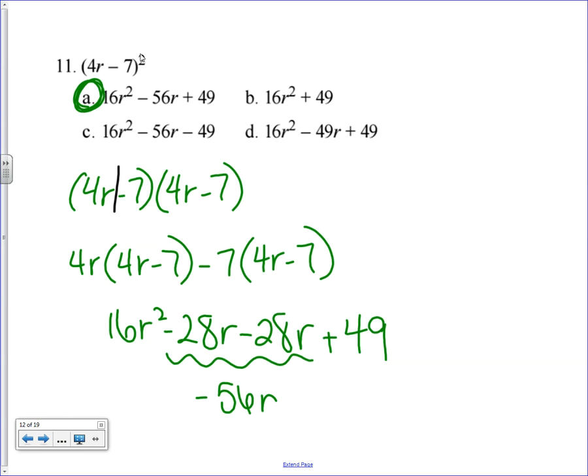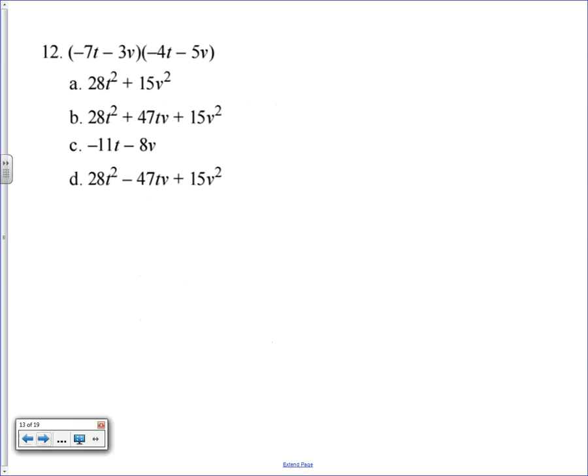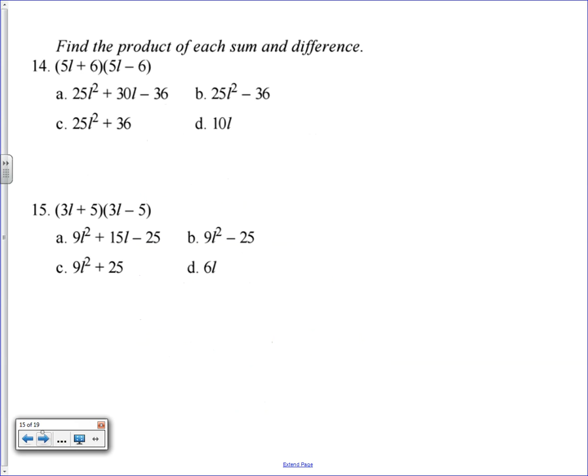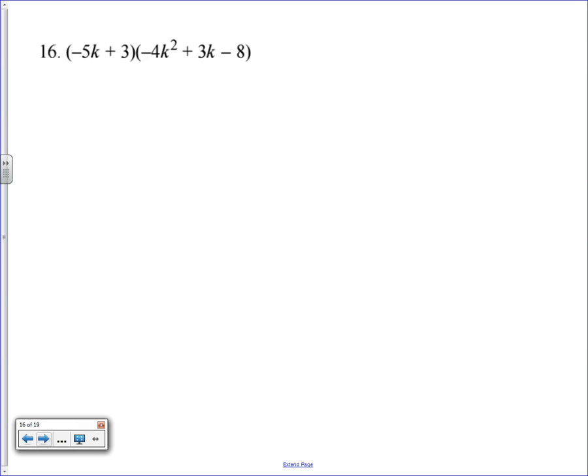Good? Sure? Okay, so I think that you should be able to do 12, 13, 14, and 15. That'll be your homework. I'm jumping down to number 16. Nope, we're still on that page. Number 16. I think that's the bottom of the next page, right? Yeah. 16. What's going on in 16?